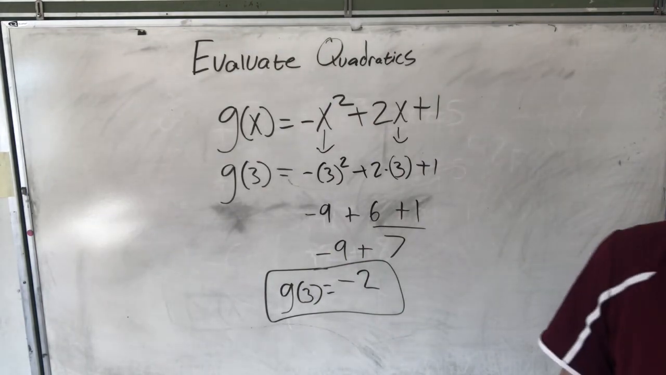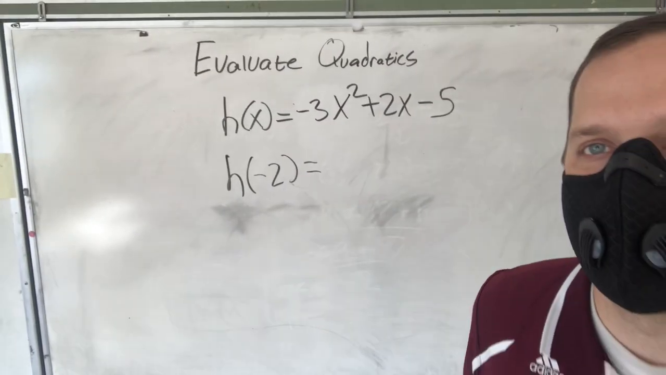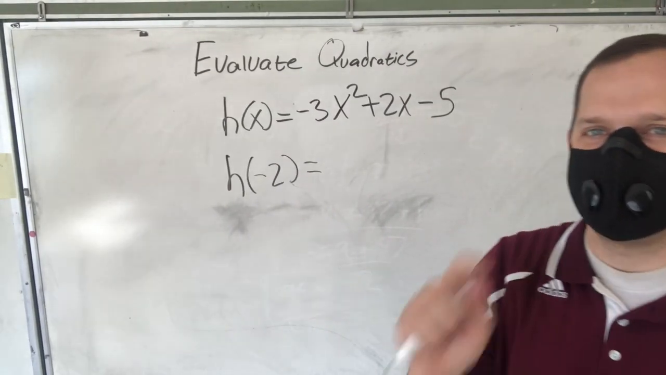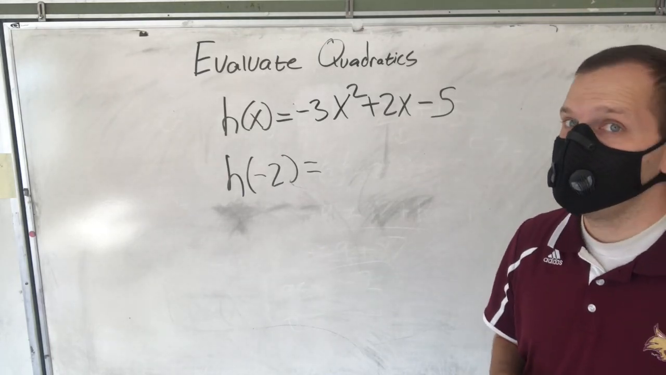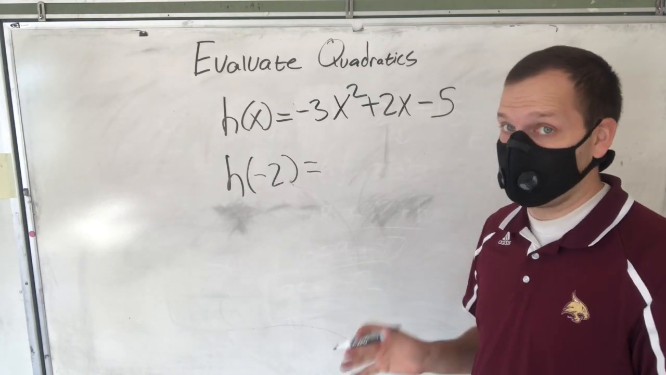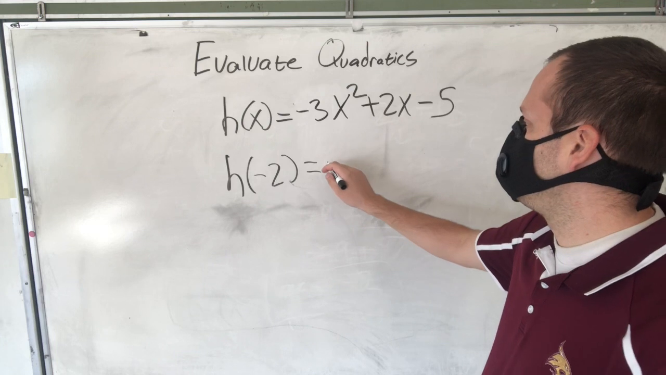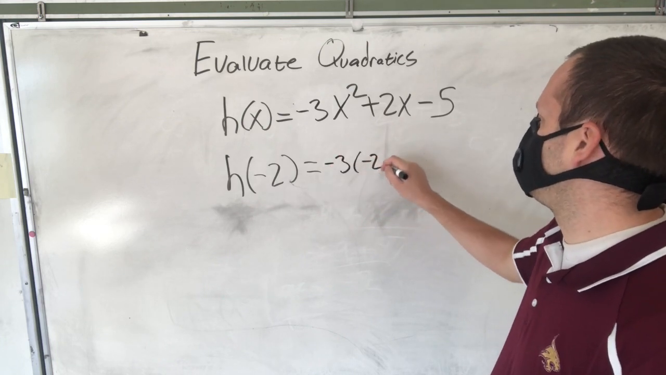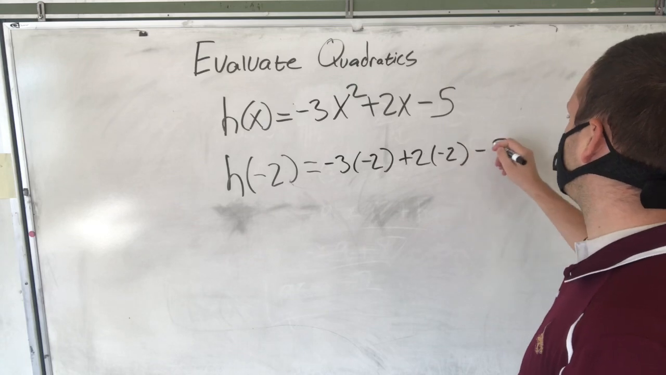All right, we're going to do one more problem, guys. All right, give this one a try. On your mark, get set, go. Pause the video if you need to. All right, you should have the answer by now. If you don't, again, pause the video. But here's the answer. So we take negative 2 and we plug it in. That gives me negative 3 times negative 2 plus 2 times negative 2 minus 5.